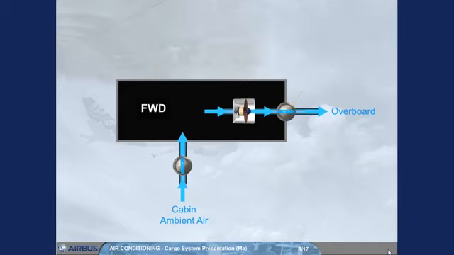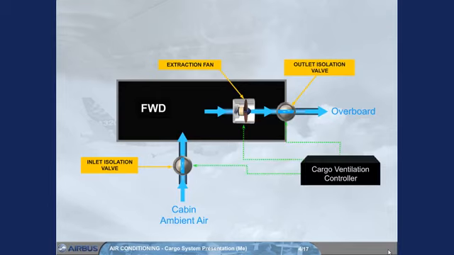The operation of the two isolation valves and the extraction fan is controlled automatically by a cargo ventilation controller. Note, the extraction fan will be running if on ground or if the differential pressure is less than 1 psi.